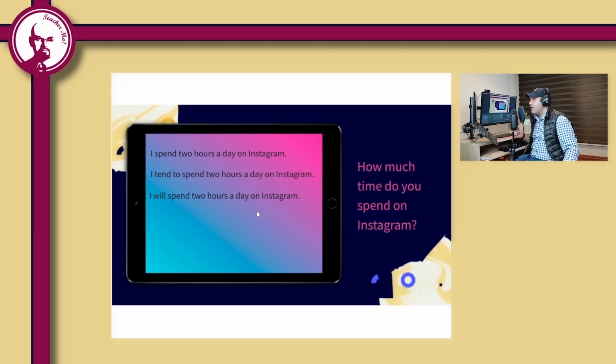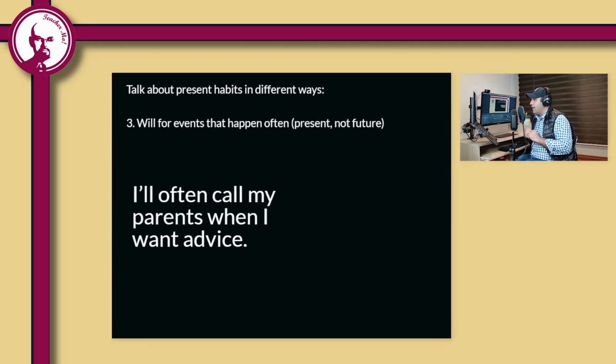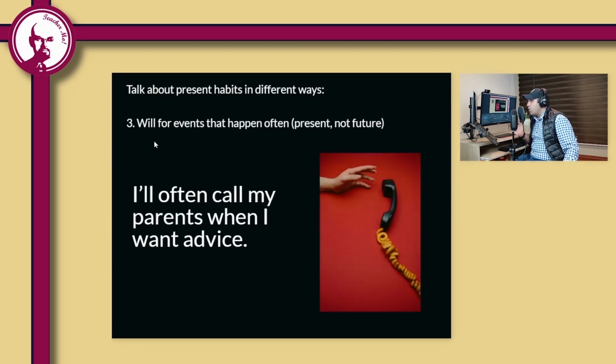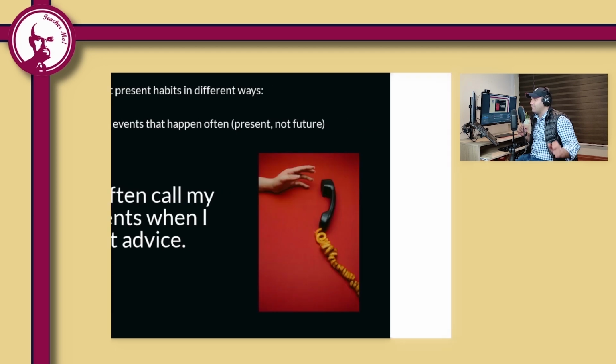Don't forget it. And when we are talking about the present habit using the modal verb will, we do not have the negative form. In other words, will not or won't is not used to express a present habit. Only its affirmative form is used. So, the third way, will for events that happen often, present, not future. I'll often call my parents when I want advice. This is another example.